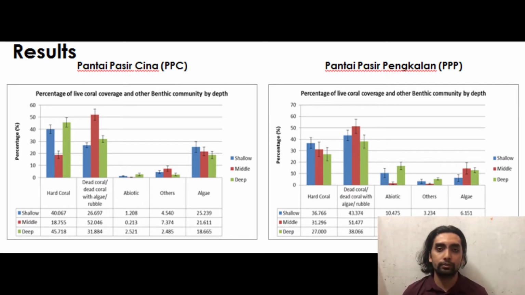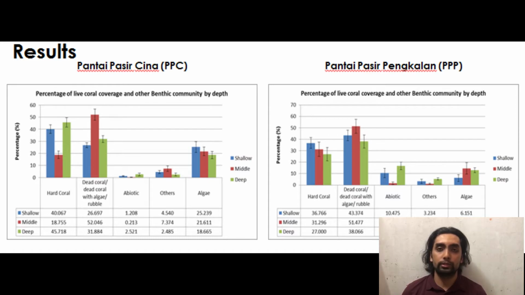The left graph shows the percentage abundance of live coral and other benthic communities differentiated by depth in PPC. There are 4 major categories shown in the graph, with 3 different depths for each category. The first major category shows that hard coral at depths of more than 7 meters has a higher abundance compared to middle and shallow depth. The second major category holds the highest abundance of all. The other category at middle depth has the highest abundance in abiotic, with more than 50% cover.